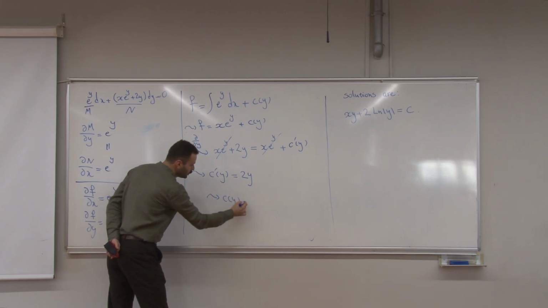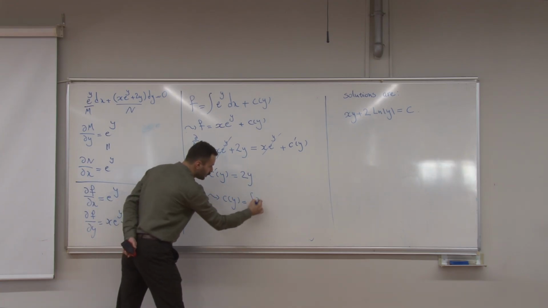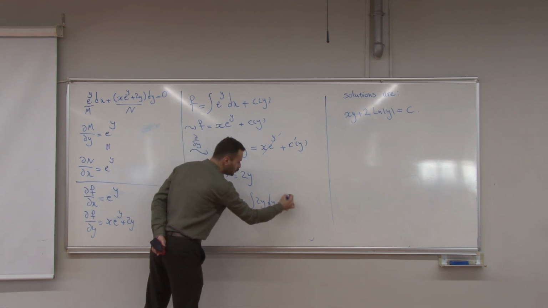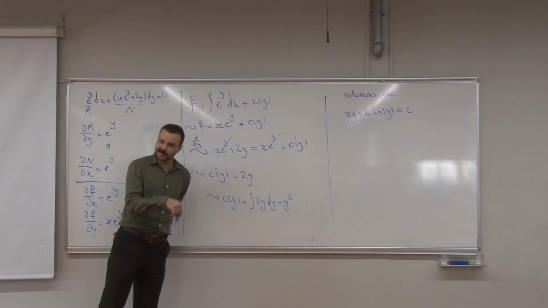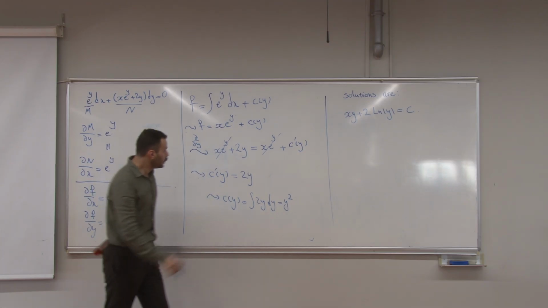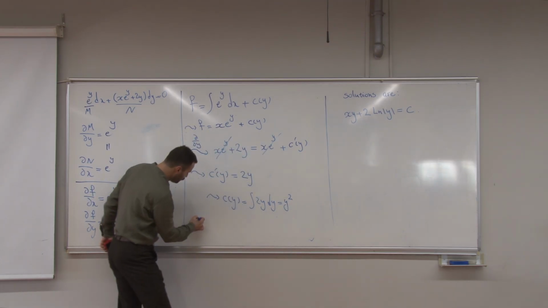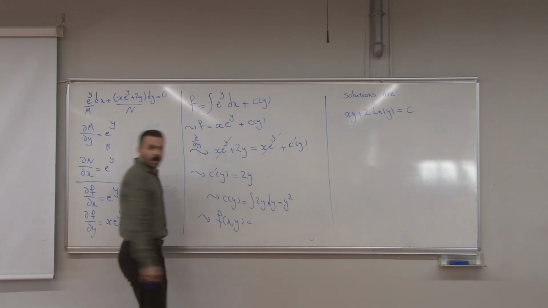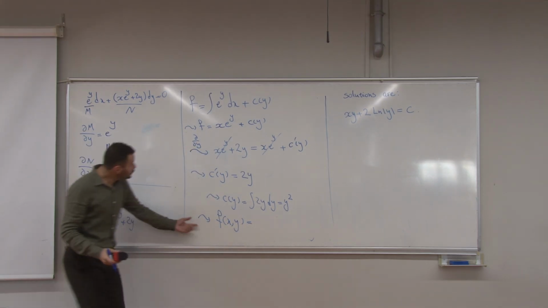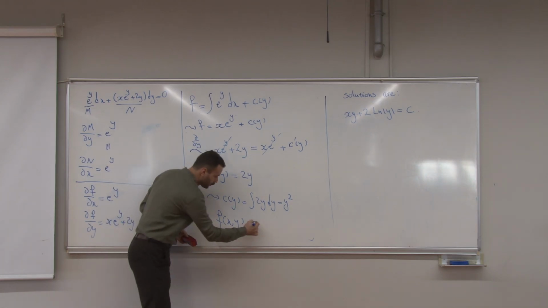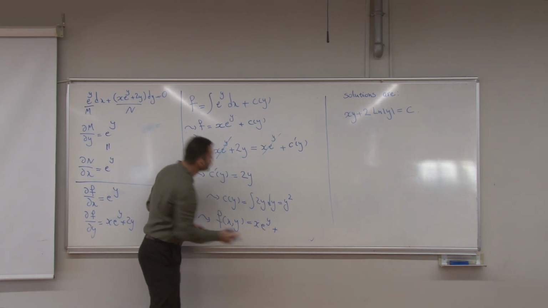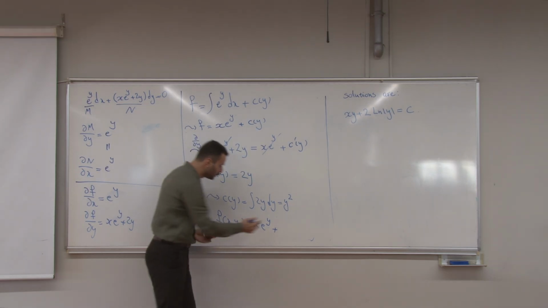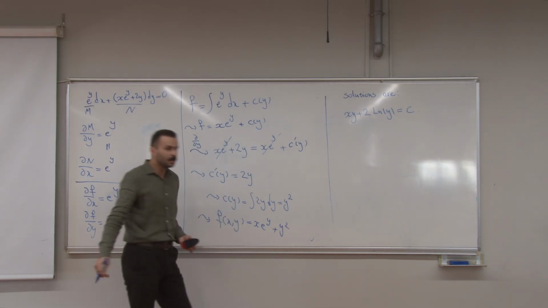What is our c of y then? It is the integral of 2y dy, which is equal to what? y to the power of 2. Plus c, but let's keep that for now. So what is going to be our function f? What is our f of x, y? Our f of x, y is this x e to the power of y plus the c of y, right? And what was the c of y we calculated? y to the power of 2.